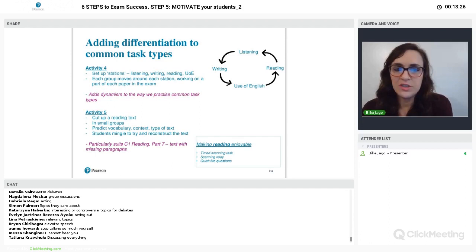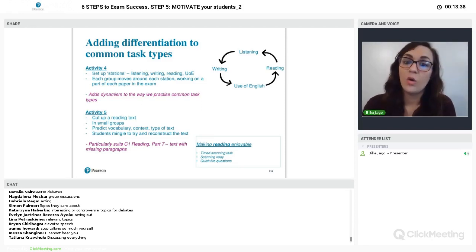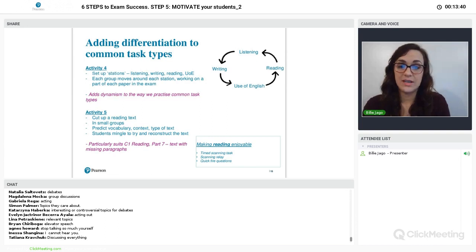So another activity which students always seem to enjoy is a circuit style activity, which can be useful halfway through the course when students are familiar with the format of each paper and the task type in the exam, as it practices certain task types that they struggle with, or the students can suggest ones that they'd like to practice. So you set up 4 stations in the room, or with extra space for the listening if you have it. So we've got listening, writing, use of English, and reading.